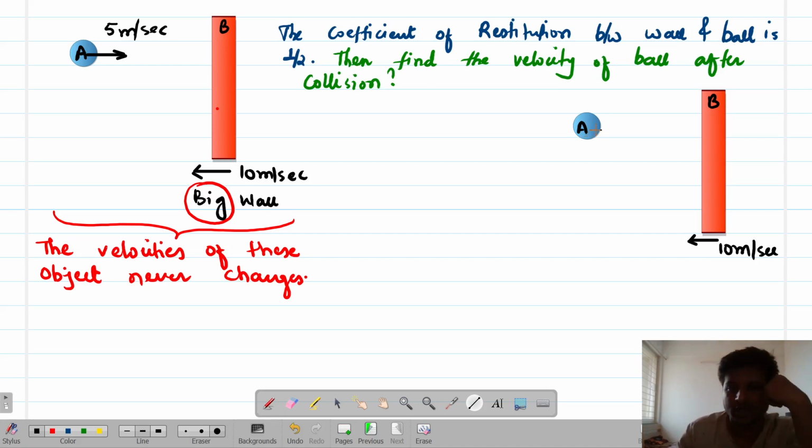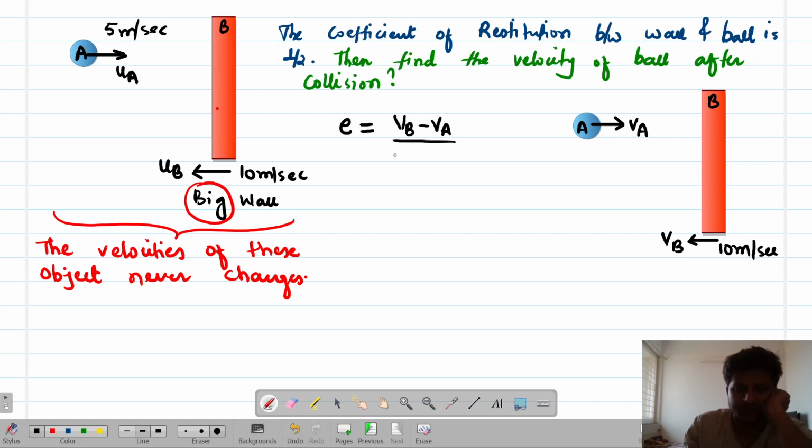Let us consider that it was moving in the same direction. Let's suppose it is moving in the same direction. So it is V of A, isn't it? This is V of B, this is U of A, and this is U of B. So what is the relation? E is equal to what? Simple, velocity of separation, which is VB minus V of A, divided by U of A minus U of B.